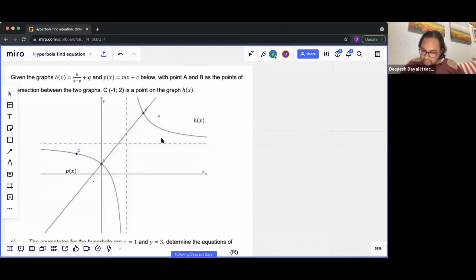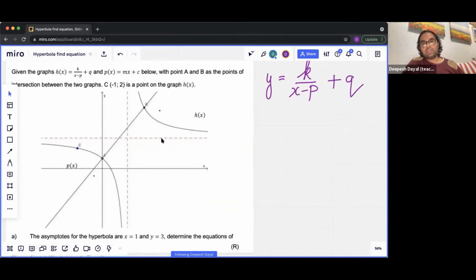Right? So let's write the equation that we are given. We are given that y equals k over x minus p plus q. And that is the equation we're given. What is p and what is q? What can you tell me? What is the value of p and what is the value of q? Let's start with p. What does p equal to?